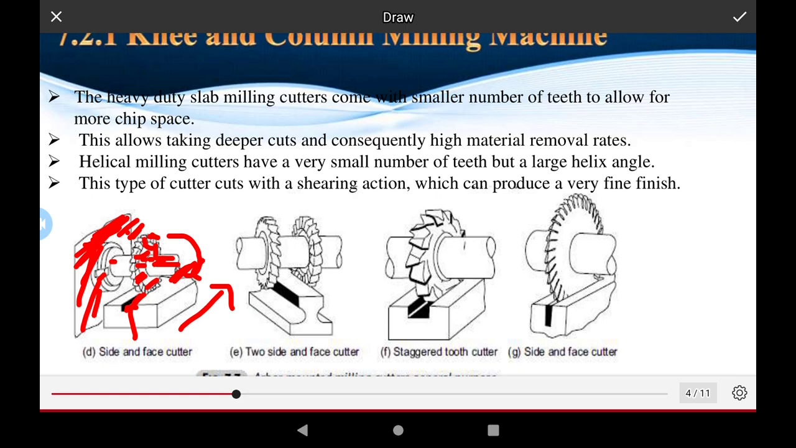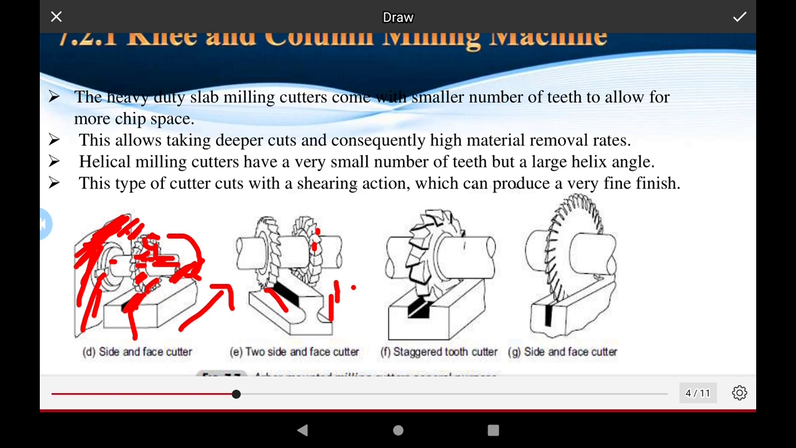This is the side and face cutter. This is the side cutting and face cutting operation. This is one side, the one-side cutting milling cutter, and this is both sides, one side and the second side. Two straight-tooth cutters are used, both mounted on one shaft and both rotating in the same direction, and the workpiece is pressed to move in the direction opposite to the rotation of the tools.